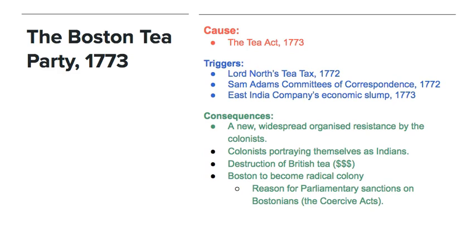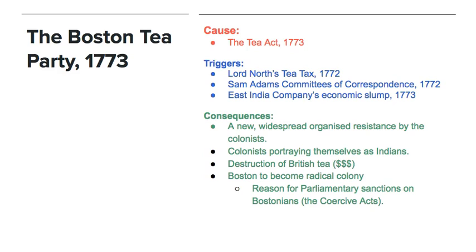We identified that there were many consequences to the Boston Tea Party, such as a new widespread organized resistance by the colonists, as depicted and displayed by Sam Adams's Committees of Correspondence. The colonists portrayed themselves as Indians in that visual source that we looked at, possibly symbolically meaning that they were trying to be independent and powerful.